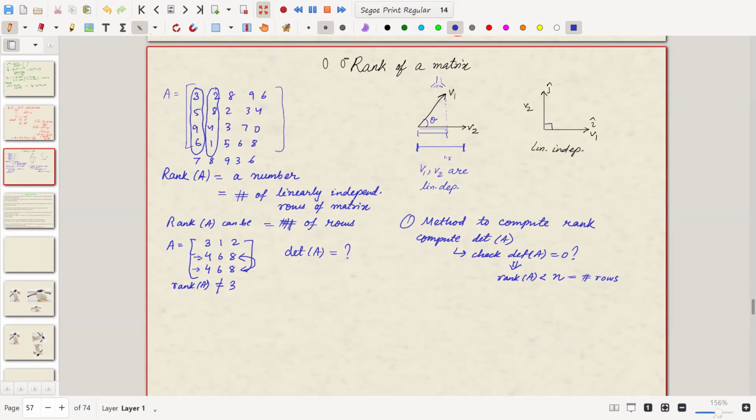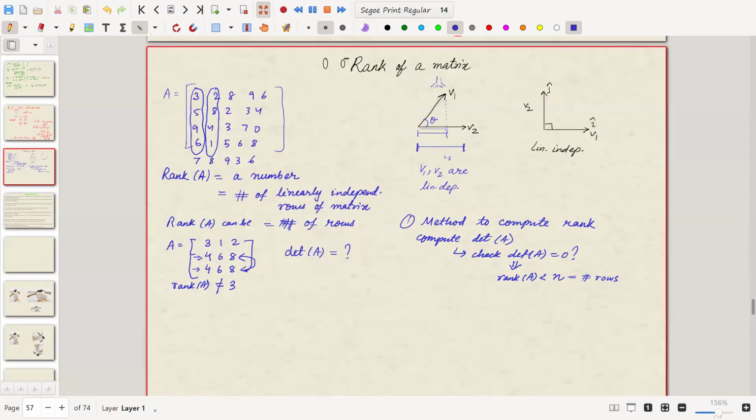No? Why? So what is rank? Rank is the number of linearly independent rows. But 468, 468, these are linearly dependent. So therefore, how many linearly independent rows are there? Of course, not 3. Of course, less than 3.